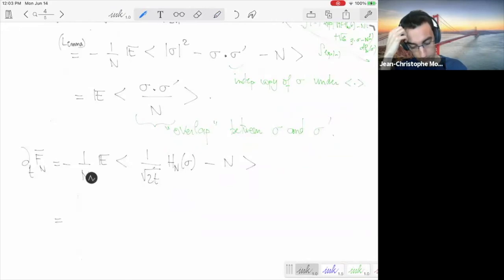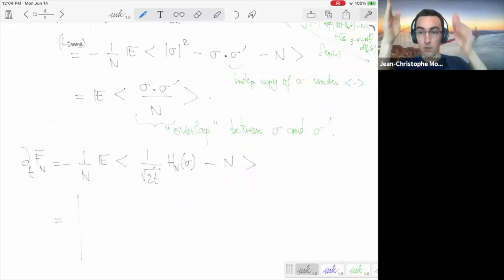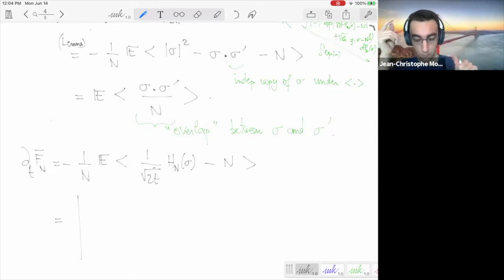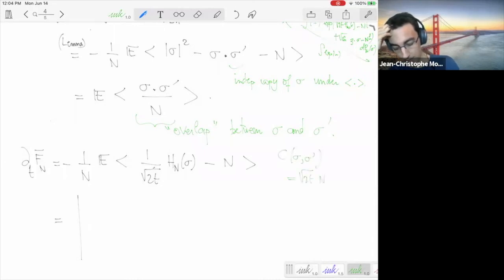So let me write. For the SK model, we will get the norm of sigma. Sorry, I had a little pause. Let me write C explicitly in the margin. In this context, C of sigma and sigma prime will be square root of 2t n times sigma dot sigma prime over n squared. This is for SK.